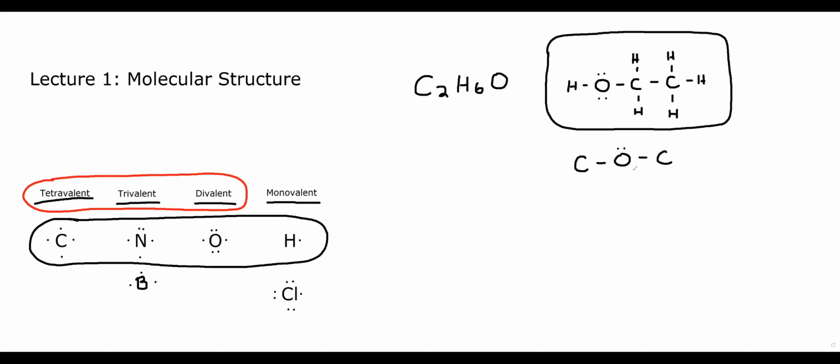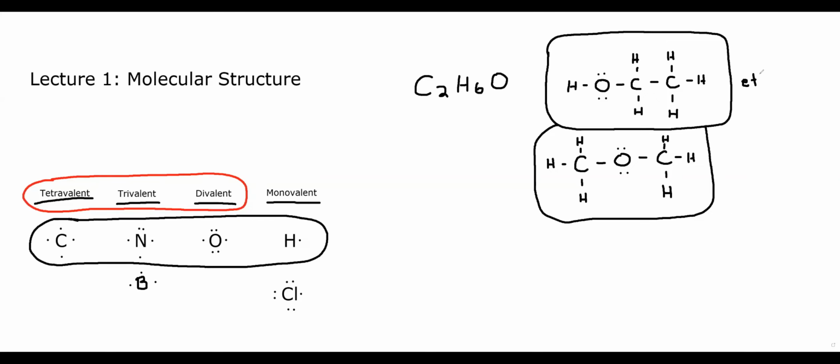COC. Now, oxygen has 2 bonds and 2 lone pairs, so oxygen is all set. And we know that carbon is tetravalent. Carbon forms 4 bonds. So over here, we need 3 hydrogens. And over here, we need 3 hydrogens, which works out perfectly because we have 6 left. 6 hydrogens, 1, 2, 3, 4, 5, 6. So we've drawn a new and unique molecule here that's different from the ethanol that we drew previously.